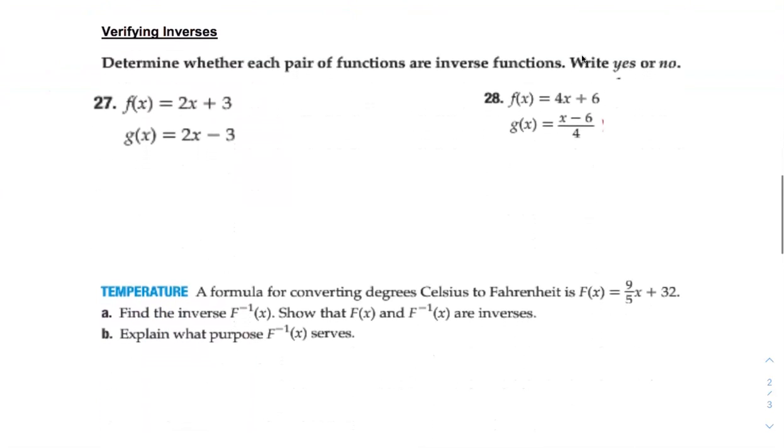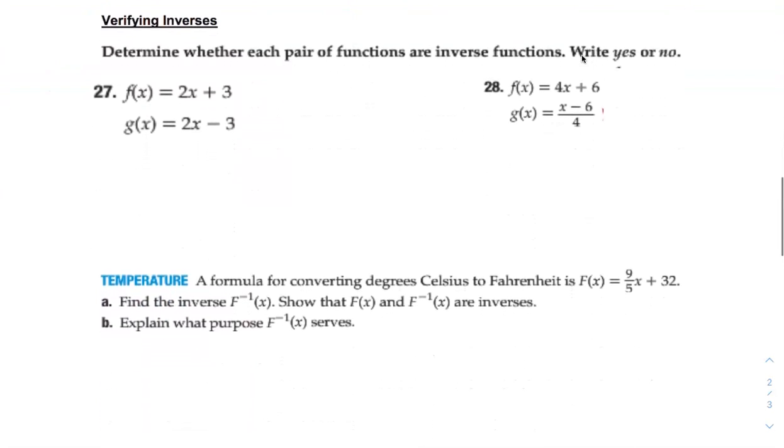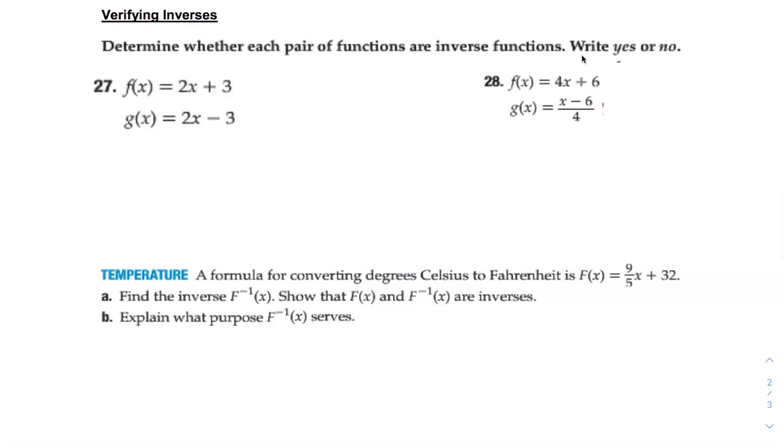Next, verify inverses. Determine whether each pair of functions are inverse functions, right, yes or no. So one way to do this is just find the inverse of one of them and see if it matches the other one. That's the way a lot of people do it. What we're supposed to do is do f of g of x and see if you get x. So when it's simple like this, probably it's easy to find the inverse of one of them. But when it gets more complicated, this is actually the easiest way of doing it. Is to find f of g of x and then see if everything cancels out.